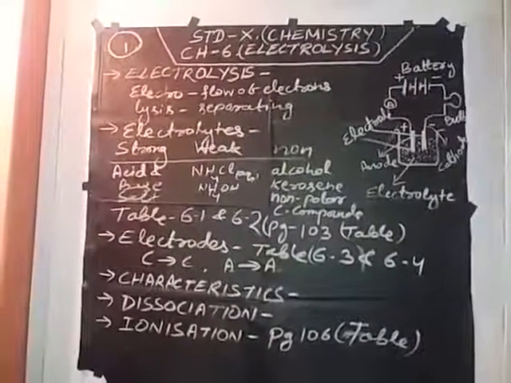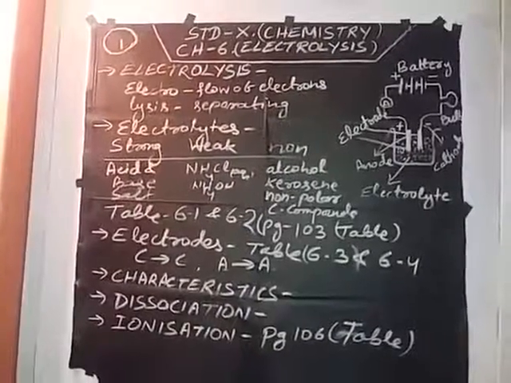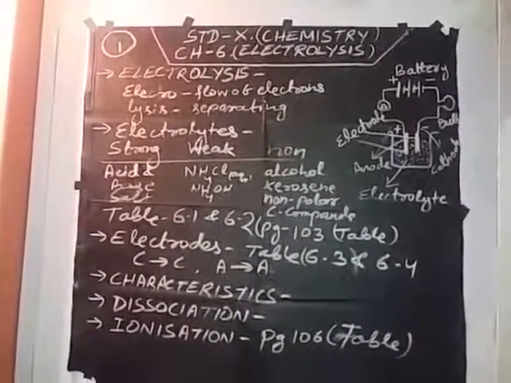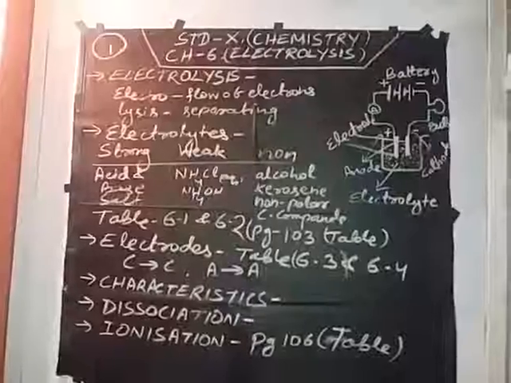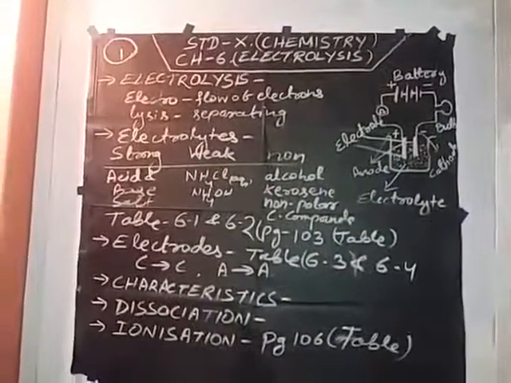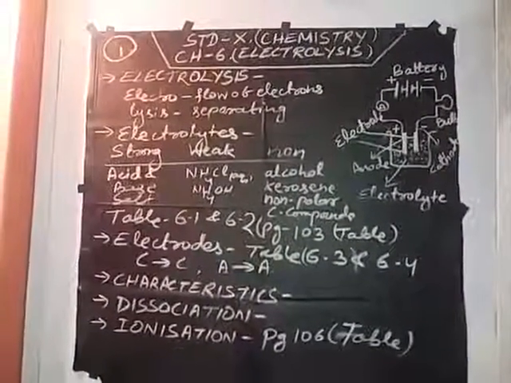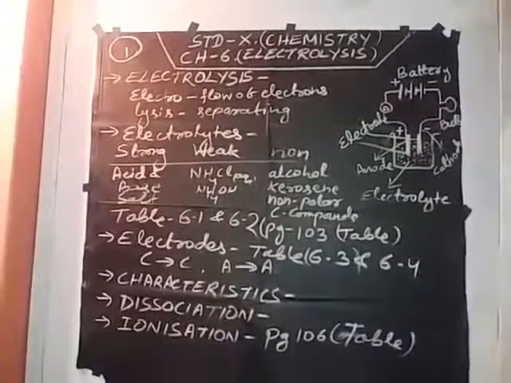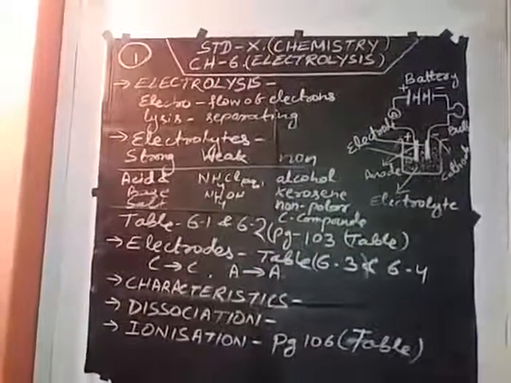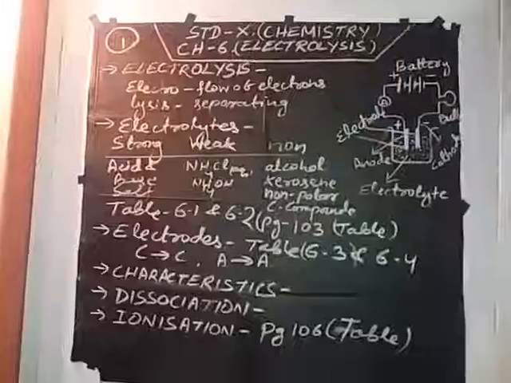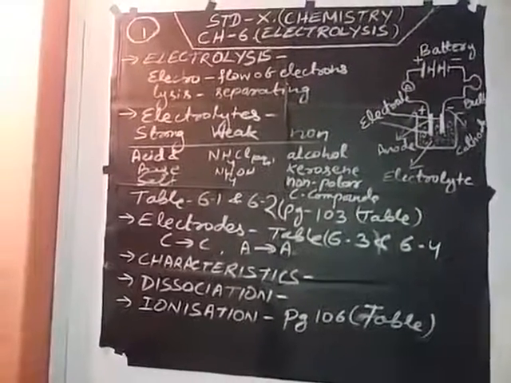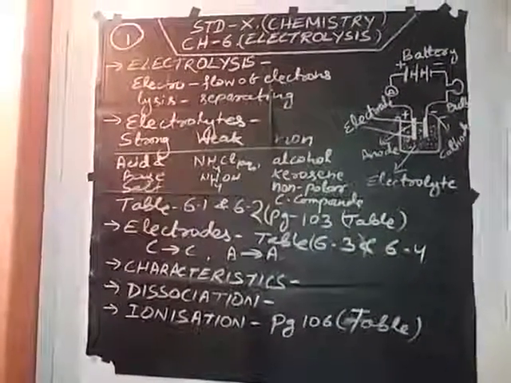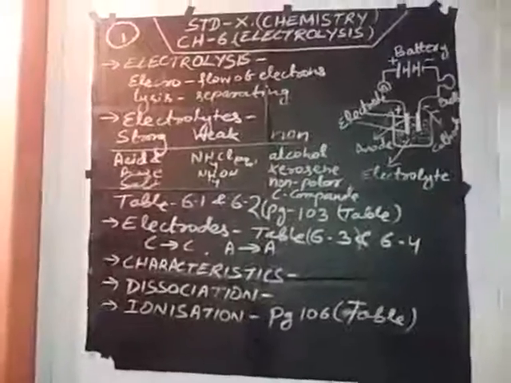Then electrolytic dissociation. In electrolytic dissociation, only electrovalent compounds can be dissociated to form corresponding ions. But ionization is possible for polar covalent compounds. For example, HCl in water decomposes to form H plus and Cl minus, and ammonium hydroxide is like this.